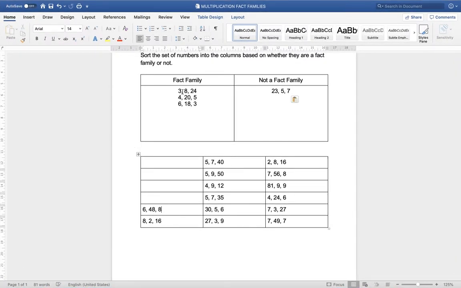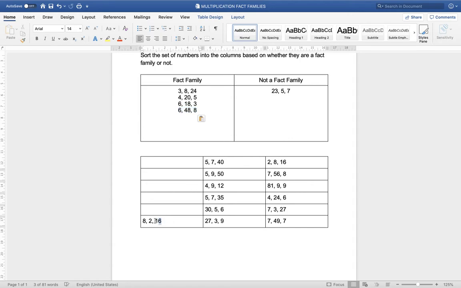So I've got 3, 8, and 24. Well, 3 times 8 is 24. 4, 20, and 5. Well, 4 divided into 20 is equal to 5. 6, 18, and 3. Well, 6 divided into 18 is 3. Over here, 23, 5, and 7. 5 does not divide evenly into 23, so that is not a fact family. That is incorrect. Let's take a look at this one. 6, 48, and 8. 6 divides into 48 8 times. That's a fact family, so we're good with that one.